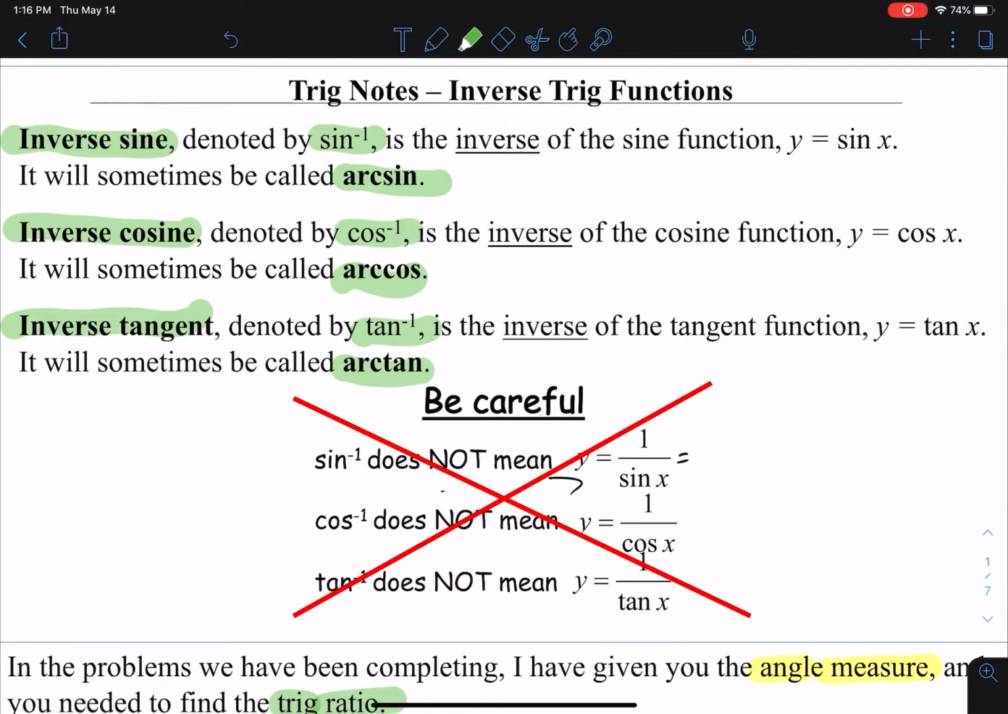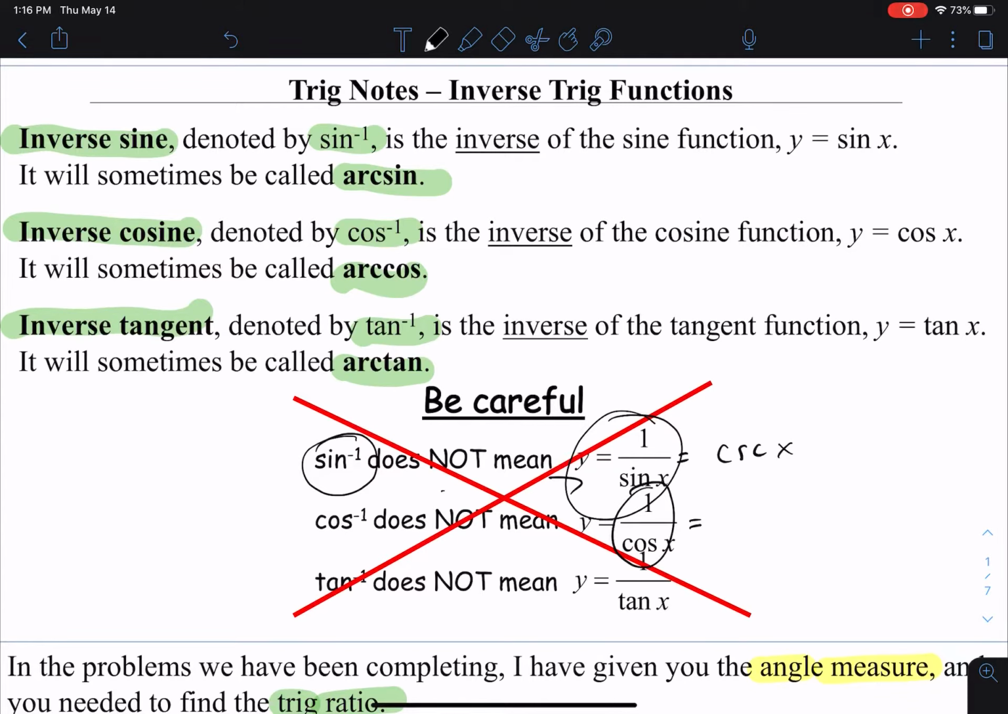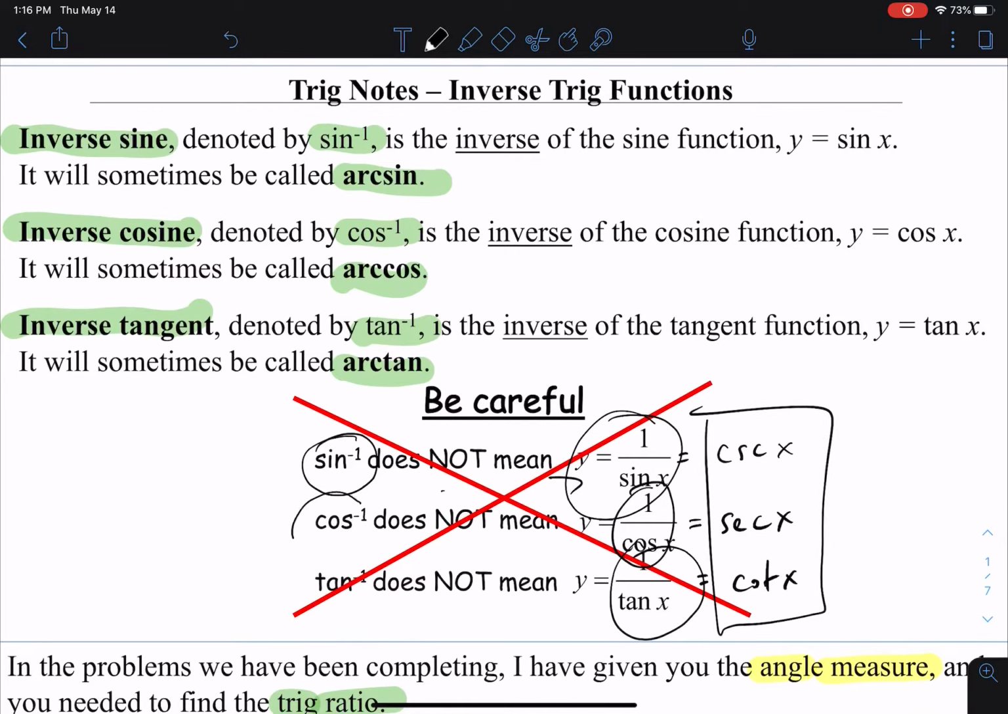Also, it's not a reciprocal. Remember, inverse does not mean reciprocal. Inverse is different than the reciprocal. The reciprocal of sine is cosecant, the reciprocal of cosine is secant, and the reciprocal of tangent is cotangent. Those are different. These are actually trig functions, and this is the inverse of trig functions. So these guys do not go with these guys. They're not the same. That means inverse and not reciprocal.